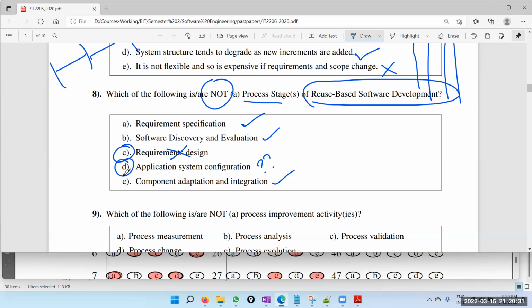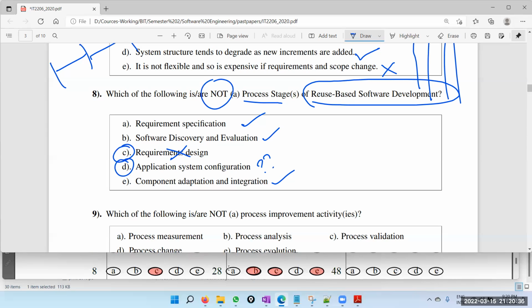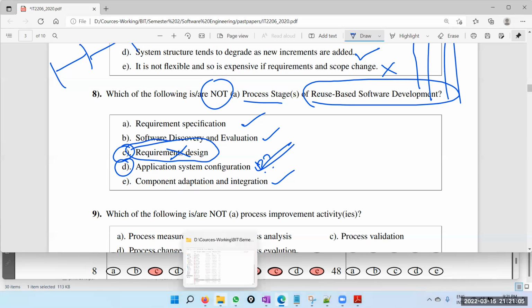Let's see the answer. They have taken only C. So that means D is also there, application system configuration is also there. I think we have to configure those modules together, right? Yes, they have taken that also. Requirement design doesn't exist. Requirement is requirement, design is design. So looked at that way, it is correct. But anyway, these things were there under the system analysis topic.